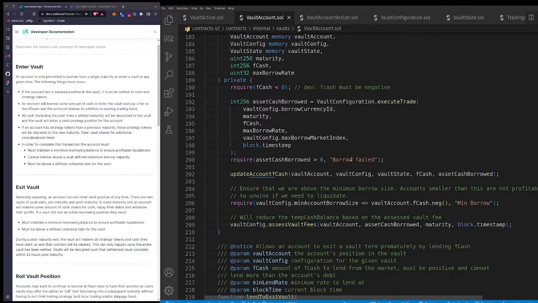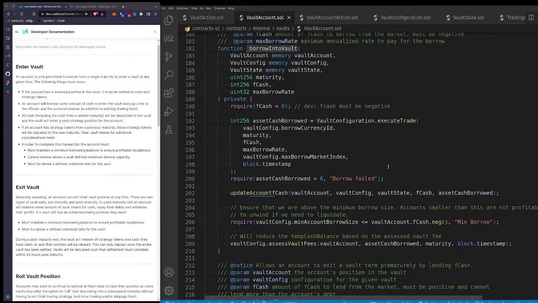And the hope here is that as accounts borrow on vaults at high leverage ratios, they will push the interest rates up, which will attract lenders who will be attracted to high fixed yield. That will push the interest rate back down, which will entice more users to come and borrow on vaults.